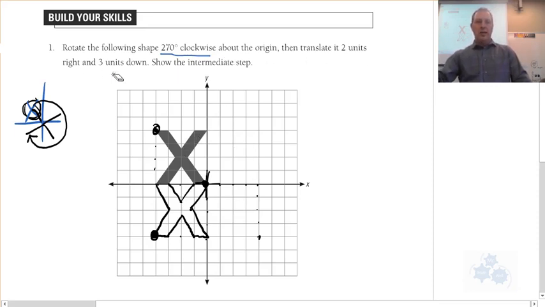Translated 2 units to the right and 3 units down. So 2 units to the right. So this side, if you want to view that, goes 1, 2 units, and then 1, 2, 3 units down. So that little side of the x right here is moved to down here. 2 units to the right and 1, 2, 3 units down. So everything goes 2 units to the right and 3 units down. And then you can just redraw that x there, I guess.